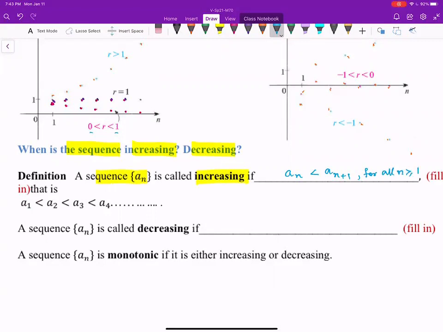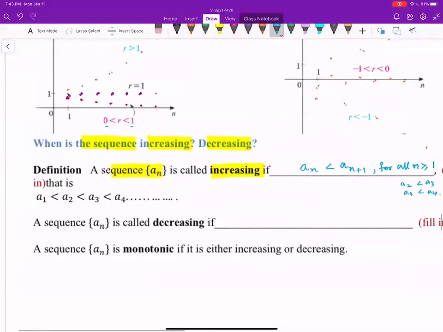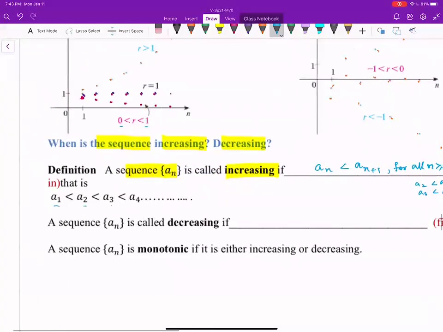What it means is A2 should be smaller than A3, A3 should be smaller than A4, which makes sense. If you plot these, you will have A1, then A2, A3, A4 like that. That means the sequence is increasing. So A1 less than A2 less than A3 less than A4 and so on.